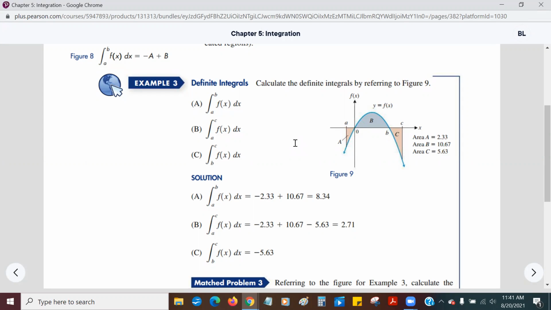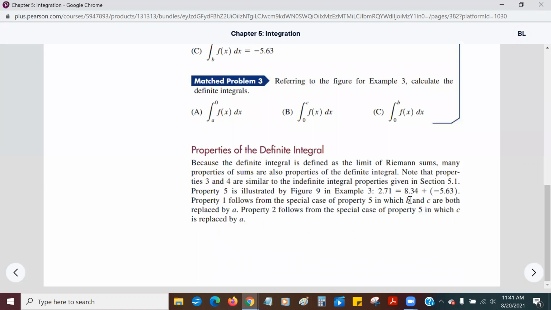But there's a huge difference actually between a definite and an indefinite, in that the indefinite integral is a function. The definite integral is a number because it's just the sum of the total area, even though you have positive and negative and so forth. Let's look at some properties that the definite integral has.